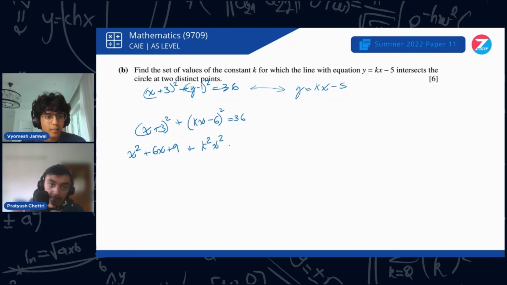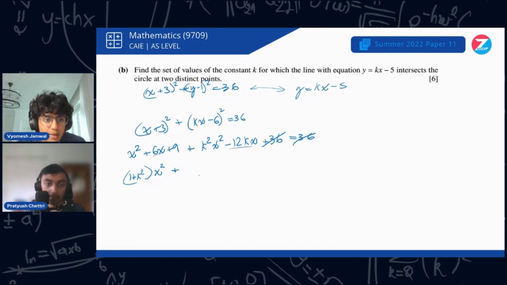squared x squared minus 12kx plus 36 equals 36. That means you're going to cross out the 36s. And so if we put like terms together, it's just going to be (1 plus k squared), in brackets, x squared, plus (6 minus 12k), brackets, x, plus 9 equals 0. So we've gotten the values of a, b, and c in this case.